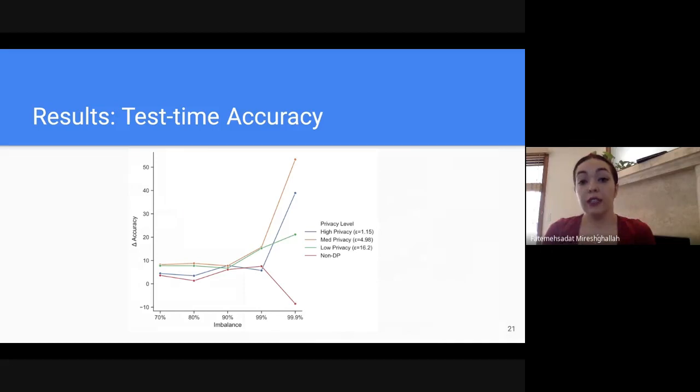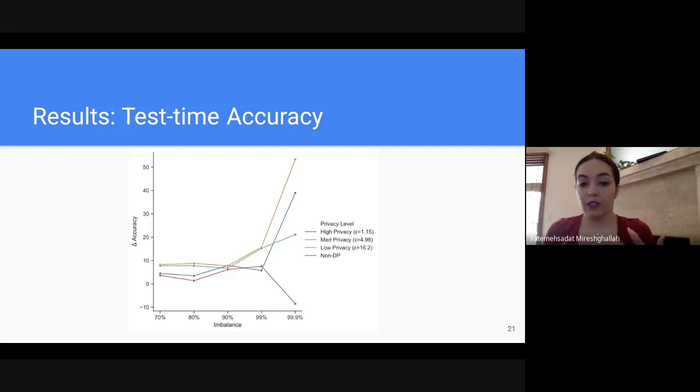Here we're seeing the test time accuracies. What's interesting is that for the non-DP model, the difference in accuracies, female minus male accuracy, is around maybe 3%. But even for a small level, with an epsilon of 16, we're seeing that it's getting near 8%. So it's increasing, and even 16 is not really that much privacy.